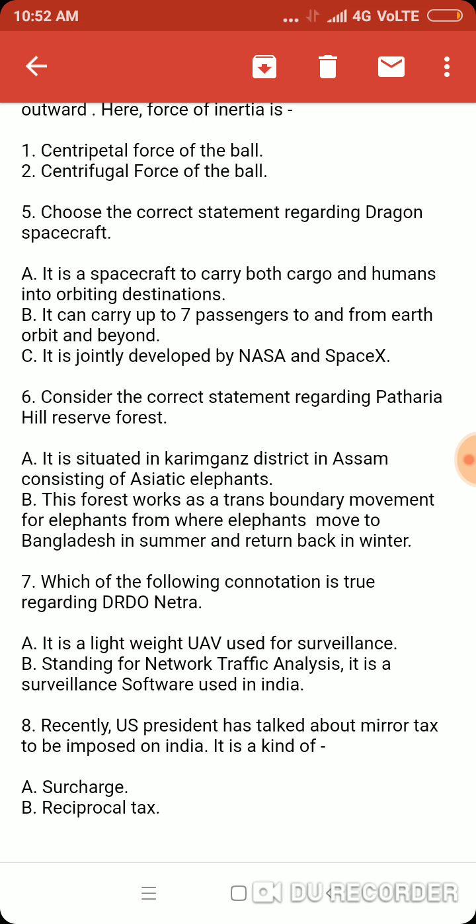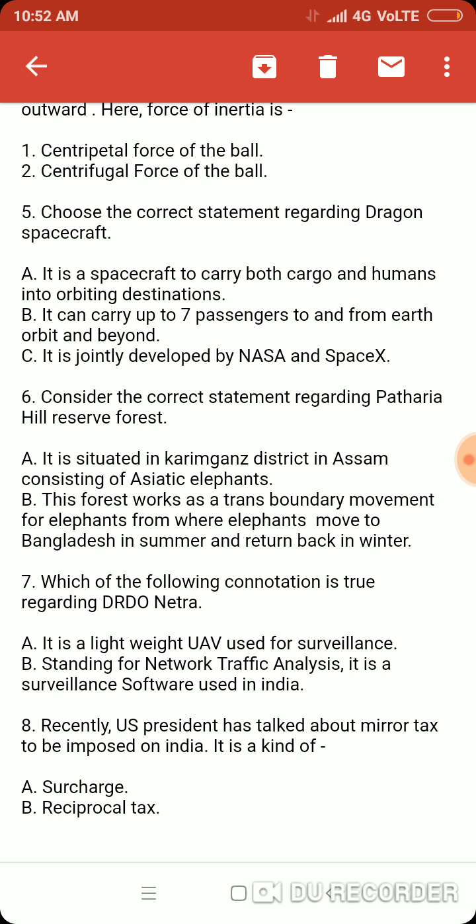Which of the following connotations is true regarding DRDO Netra? It is again important. It has two connotations. DRDO Netra has the same name but two somewhat different uses. A: it is a lightweight unmanned aerial vehicle used for surveillance. Correct. B: standing for network traffic analysis, it is a surveillance software used in India. Both are correct. Question number 8. And I want to say here that in option A and option B, try to find out who has built this DRDO Netra.